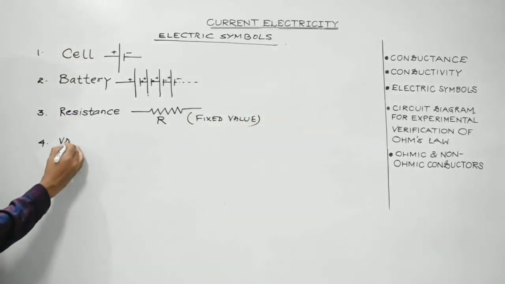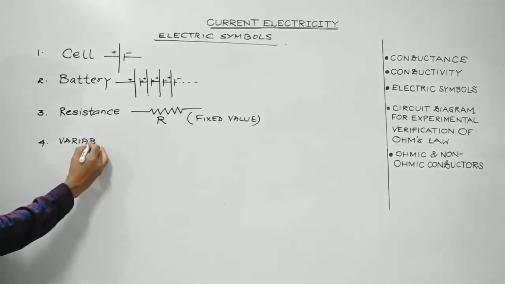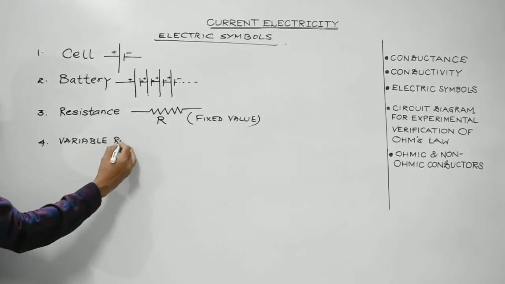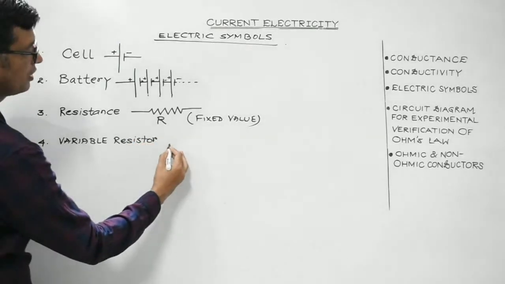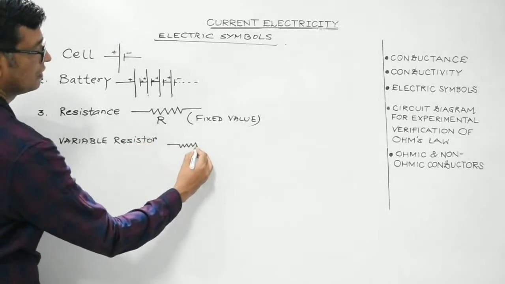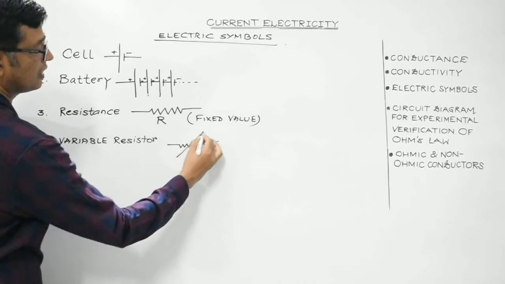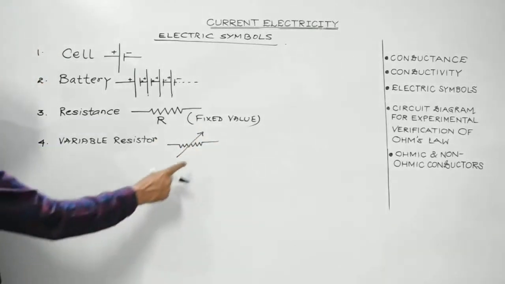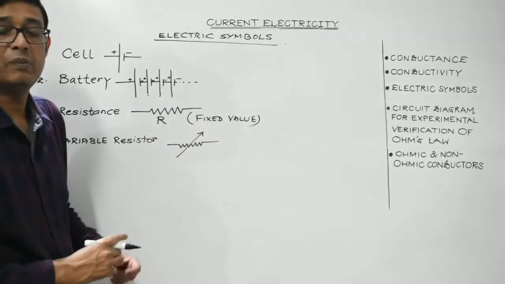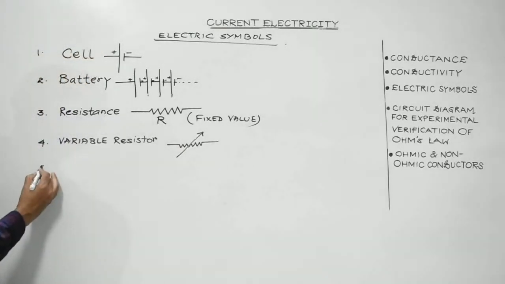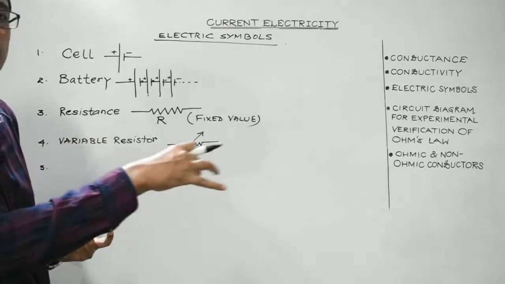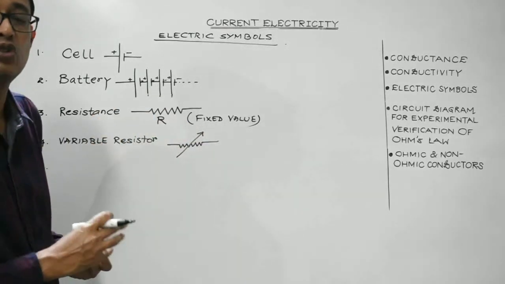And what about a variable resistor? Variable means whose value can be changed. So it is symbolically represented like this. Just this arrow. This arrow indicates that the resistance of this particular resistor may be changed, right? There's another simple device which is used to vary the value of the resistance in a circuit, that is known as a rheostat.